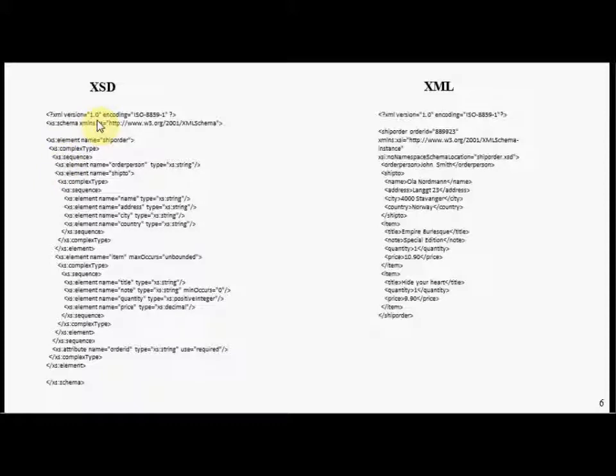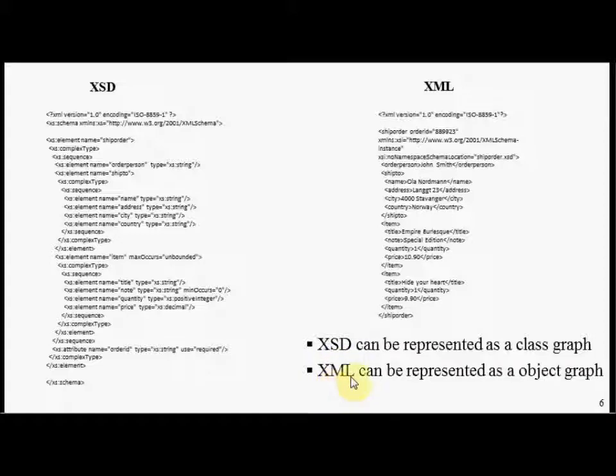Let's look at an XML schema definition document and the corresponding XML document. One of the things you notice in your XSD document is that it's a hierarchy. Similarly, if you look at an XML document, it also is a hierarchy. So what you can conclude, especially looking at the last slide talking about the soft schema, is that an XSD document can be represented as a class graph. Similarly, an XML document can be represented as an object graph.